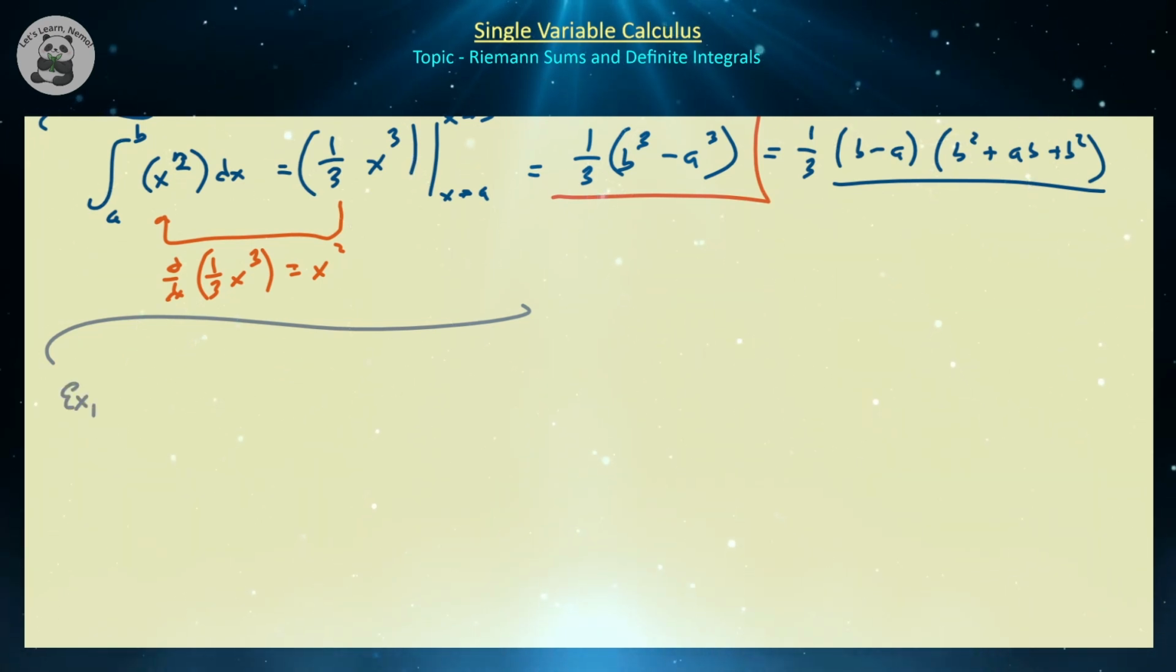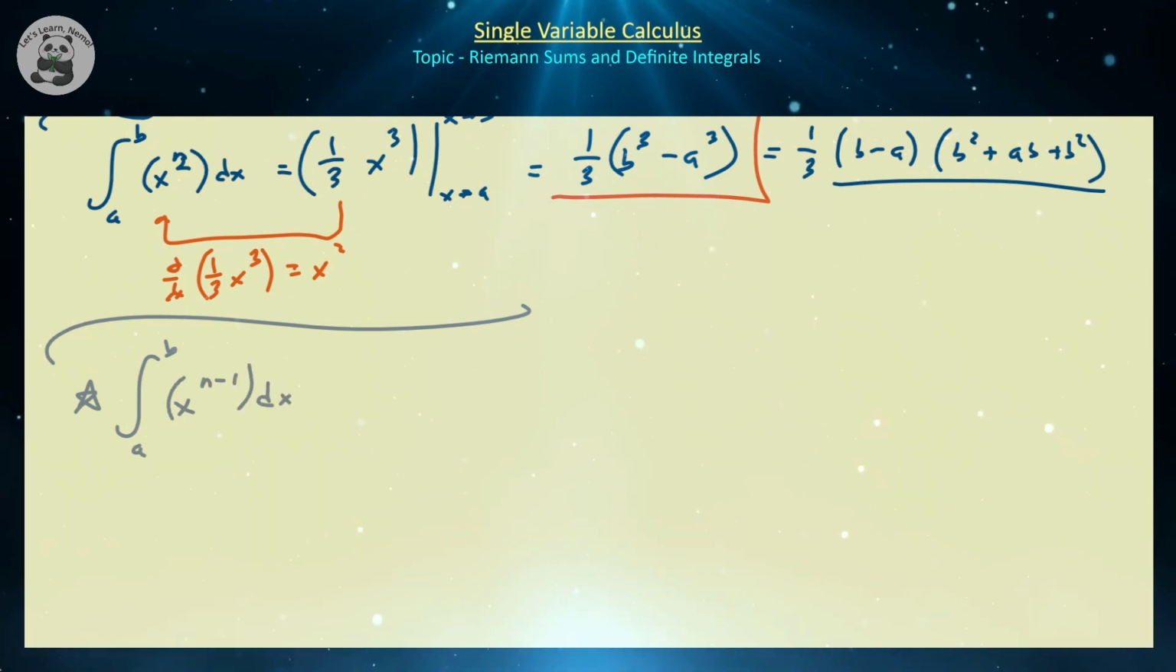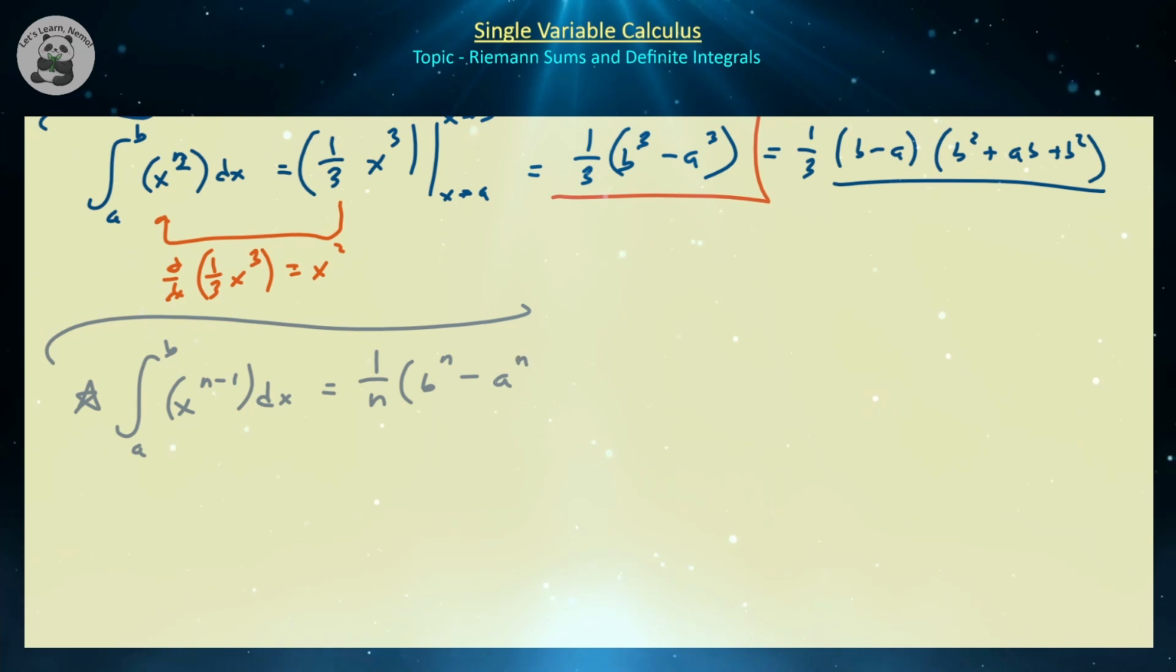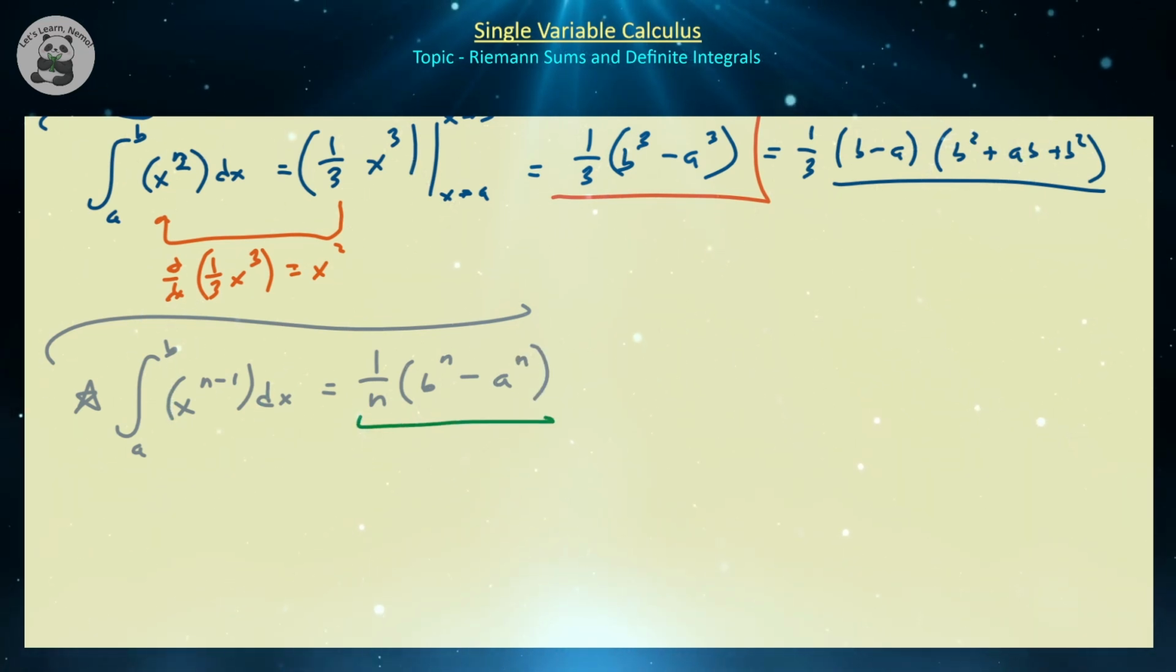So what I want to do is state the formal statement of this, which is called the power rule. And it says this: if you have the integral from a to b of x to the power of n minus 1 dx, where n is at least a natural number, this is going to be equal to 1 divided by n times (b to the n minus a to the n), right? And obviously we do have a restriction on our n here. n cannot be equal to 0, right?